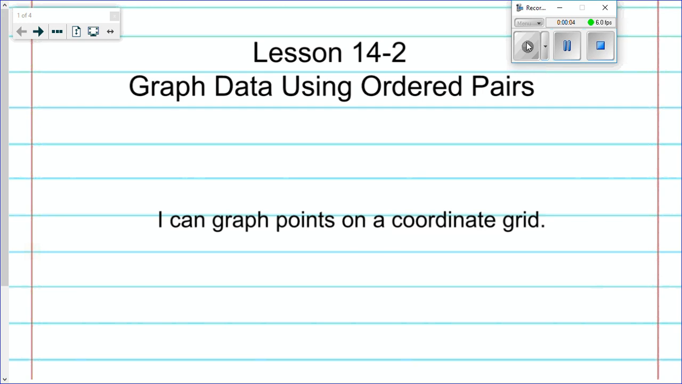Hi, welcome to lesson 14-2, graph data using ordered pairs. Please go ahead and write your lesson title in your math journal along with your I can statement. Our I can statement for today says, I can graph points on a coordinate grid. When you're finished writing those down, let's go ahead and move on to the next part of our lesson.